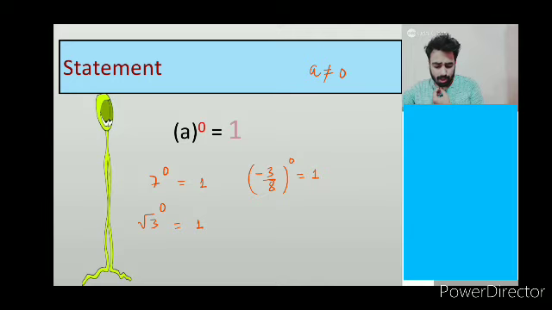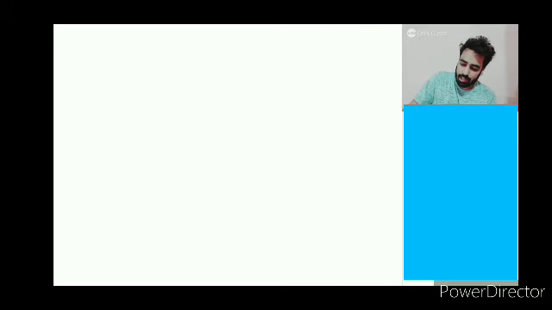Theek hai, logic bata deta hoon. The logic is very simple. That is, suppose I write a power m divided by a power m, this value is 1. Very simple. But if I apply the second law of exponent here, what I'll get? A power m minus m, that is a power 0.